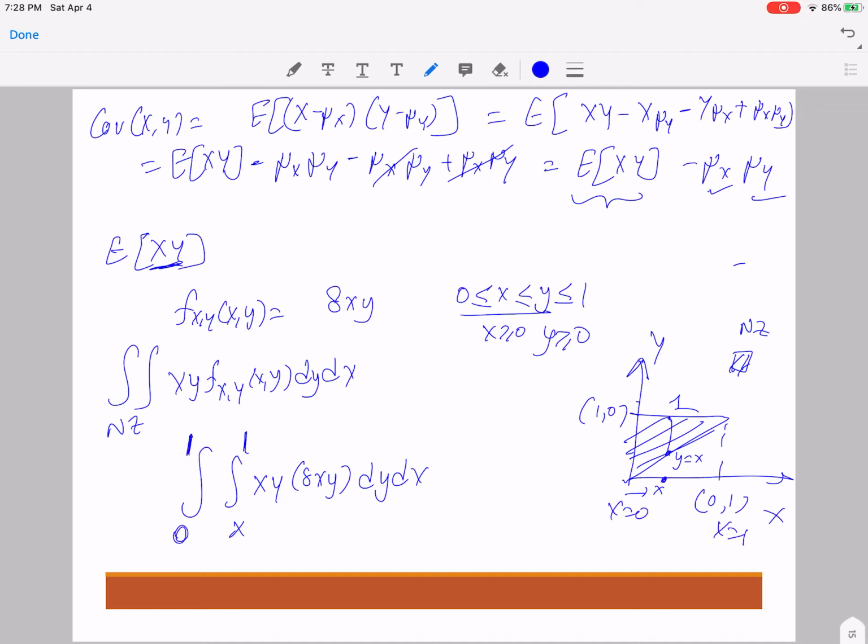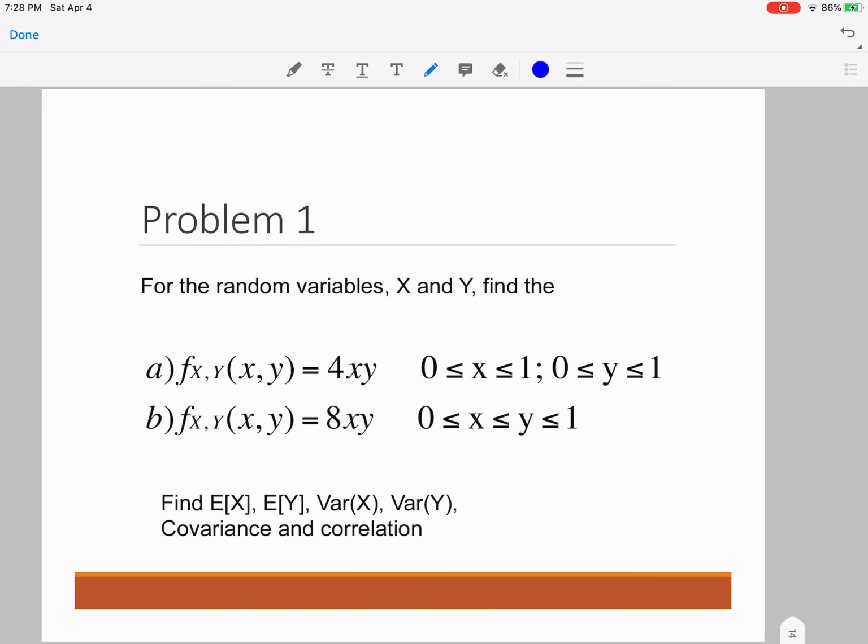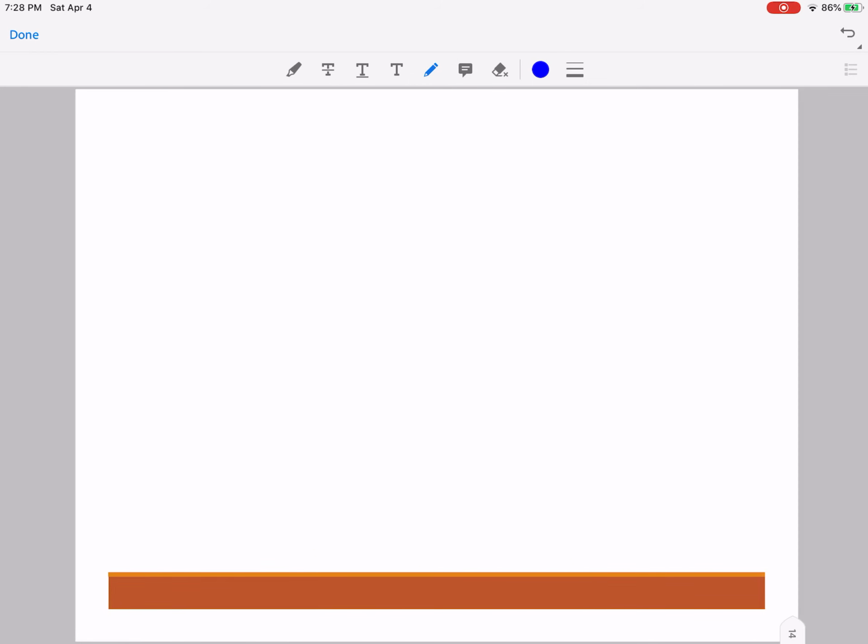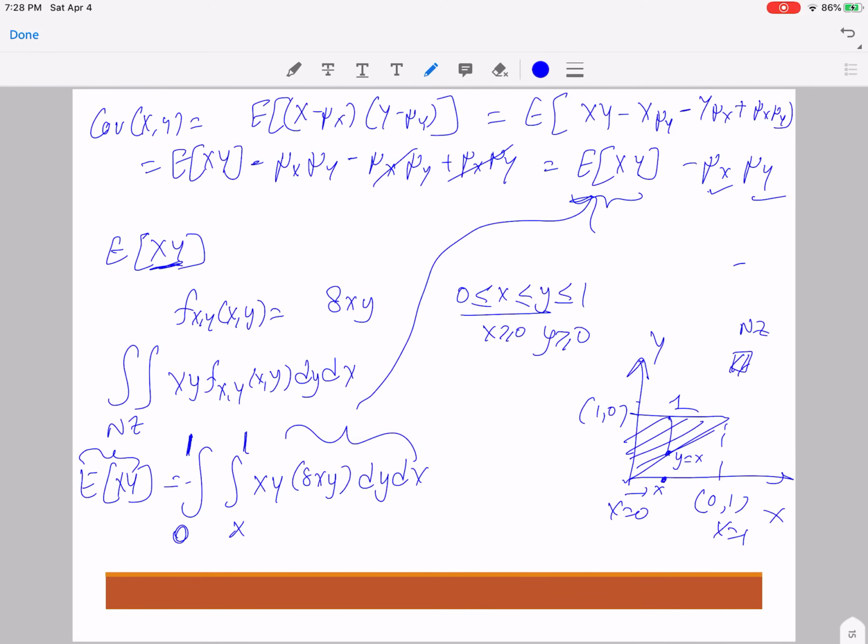So notice that the limits of outer integral are all constants. So this integral will evaluate to a constant, which is expected value of xy. Once I find the expected value of xy, I'm going to plug it in this equation right here and get the covariance term of covariance between x and y. So the value of covariance is going to tell me whether x and y are increasing or decreasing with respect to each other or not. Notice that expected value of xy is actually a correlation term as well. Expected value of xy is also correlation.